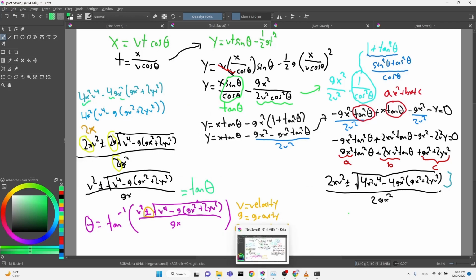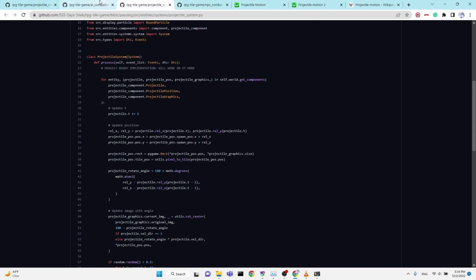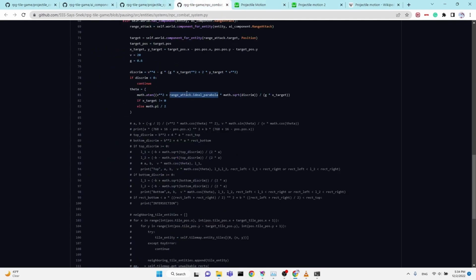Now, the programmer can set which type of parabola they want. Maybe they want the one with a higher angle for a rocket, because a rocket has to travel a lot before it lands. Maybe they want a missile and stuff like that for the ideal parabola. So just know: ideal parabola times the square root of the discriminant basically does a plus or minus. And then we finally divide by gx, like we did in the formula over here.